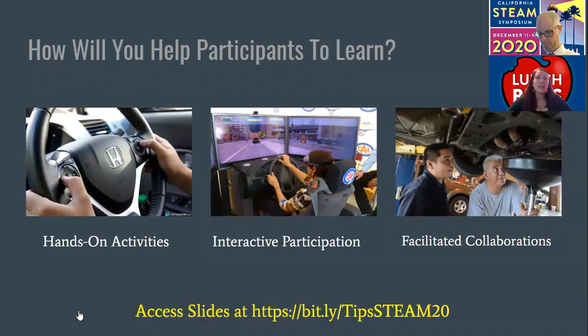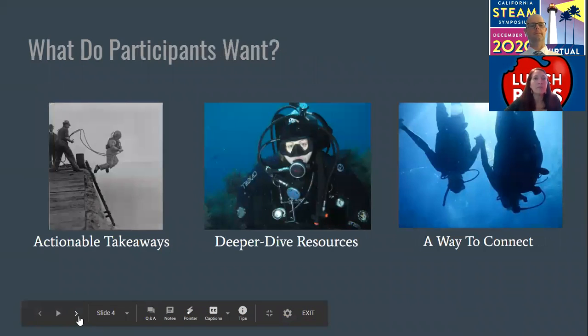So one of the things to keep in mind is that there are three basic types of proposals at the symposium. Hands-on activities are always enjoyed by participants who like to try things before they go back to the classroom to actually demonstrate it to their students, whether virtually or in their live classroom. Interactive participation, where participants can really get immersed in an activity, and facilitated collaborations, where people come together, problem solving, and you would be facilitating it as the presenter.